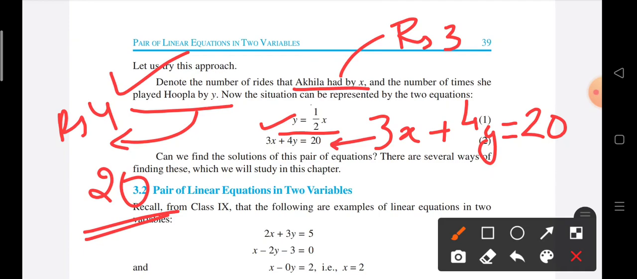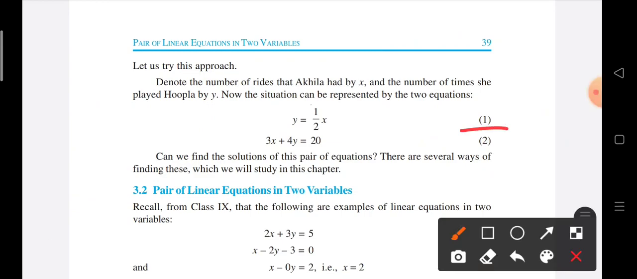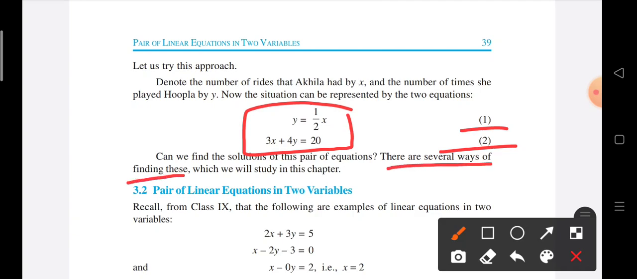Clear? Can we find the solution of this pair of equations? This pair of equations means equation number 1 and equation number 2. These are a pair of equations, meaning two equations we have. There are several ways of finding the solution, which we will study in the chapter. So this is what a pair of linear equations is.